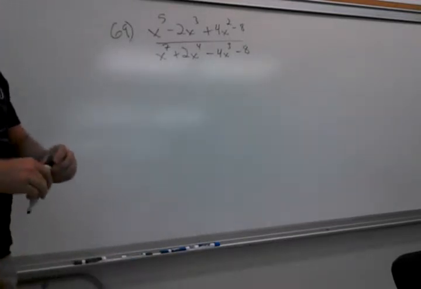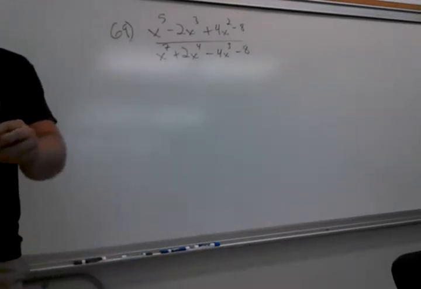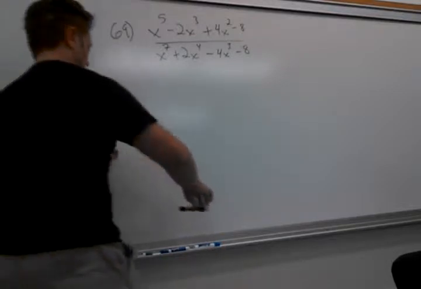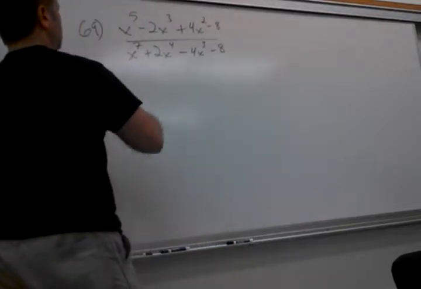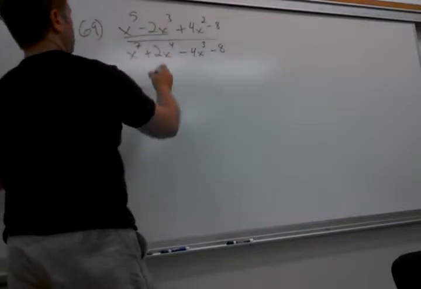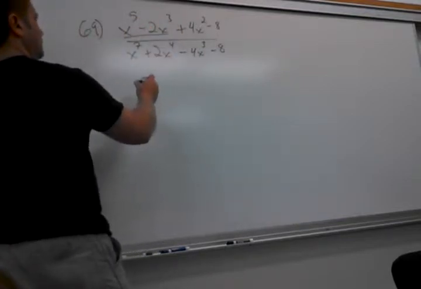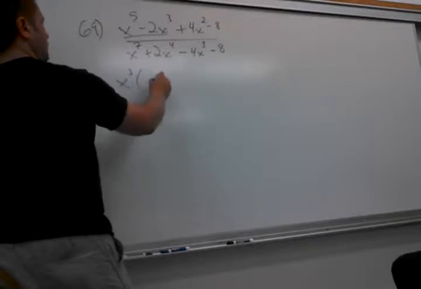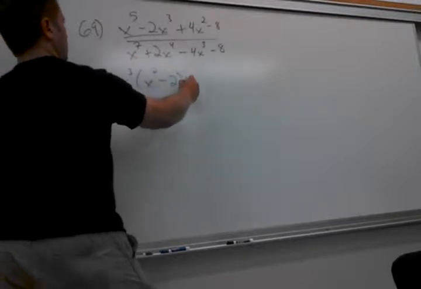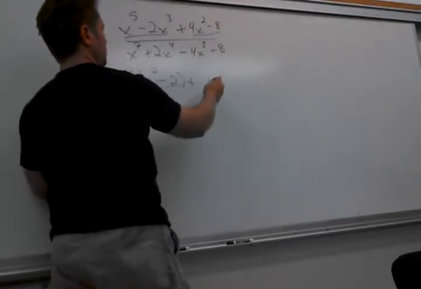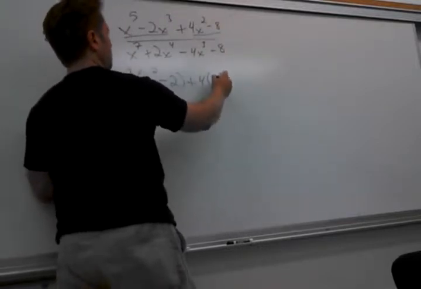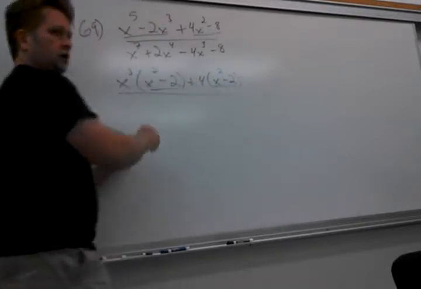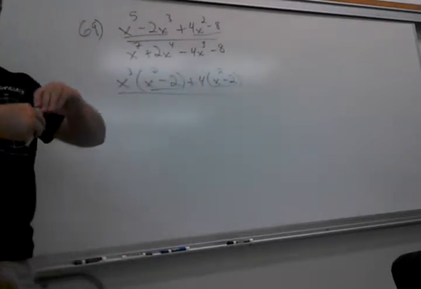So what do you think you can do on the top and the bottom? Okay. Grouping. And it comes out a little different than you used to. So what comes out of these 2? X to X cubed. Good? So what's left? X squared minus 2. Good. What comes out of here? 4. X squared minus 2. So that's good news, right? So the top, we're on the right track.